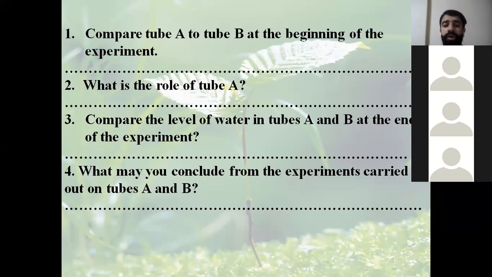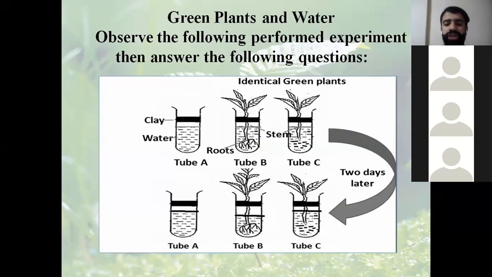Question 3: compare the level of water in tubes A and B at the end of the experiment. What can you say about this? In tubes A and B at the end of the experiment, tube A contained more water than tube B. In tube A the level of water remains the same, which is greater than the level of water in tube B, which decreases, dropping to a lower level.